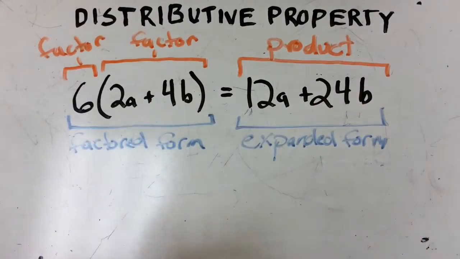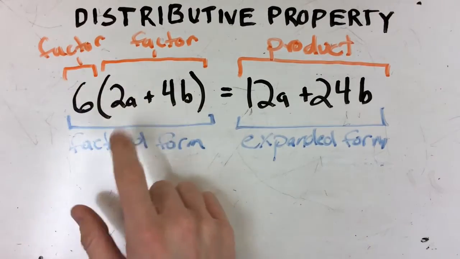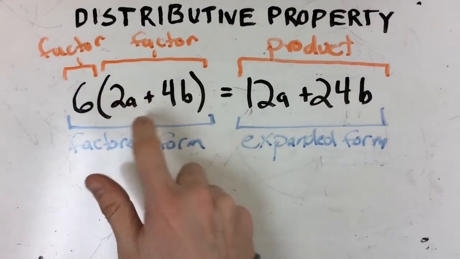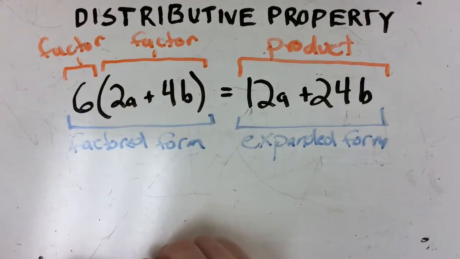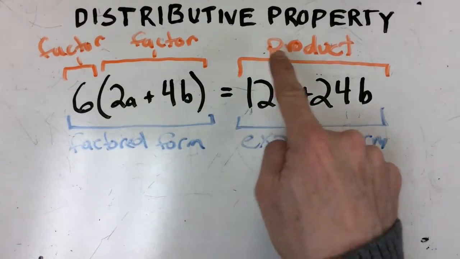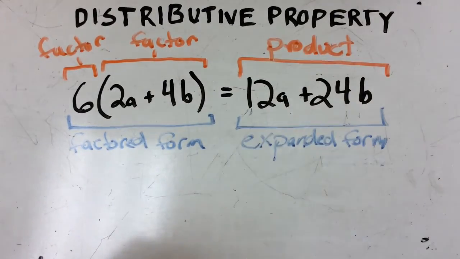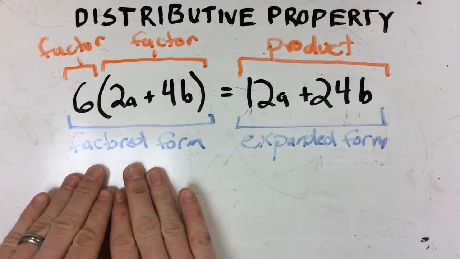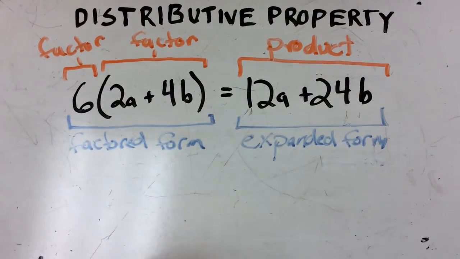Here it is. If you said one of the factors was 6 and the other factor was all of this, 2a plus 4b, you got it. If you said all the stuff on the right side was the product, you got it again. And the left side was factored form and the right side was expanded form.